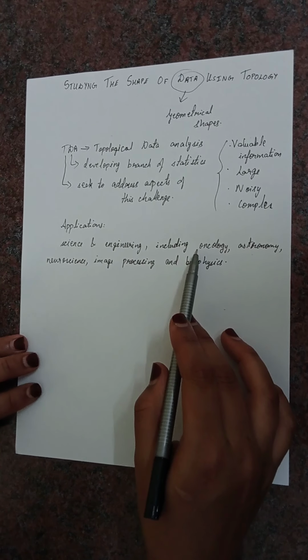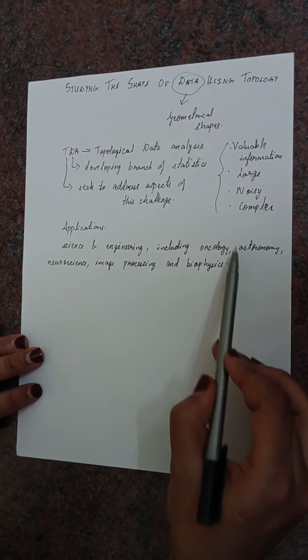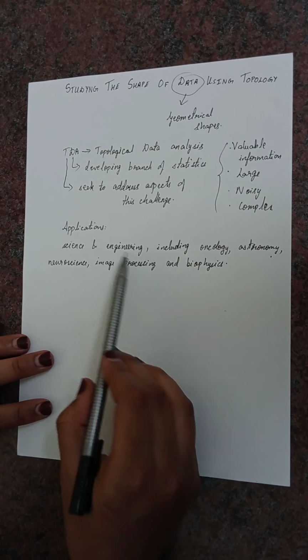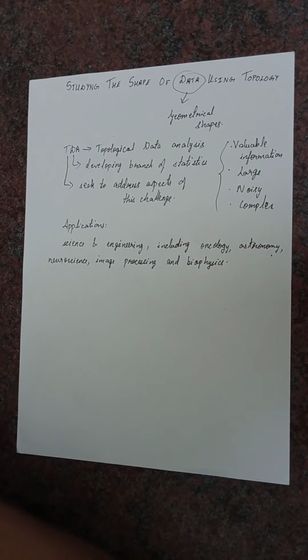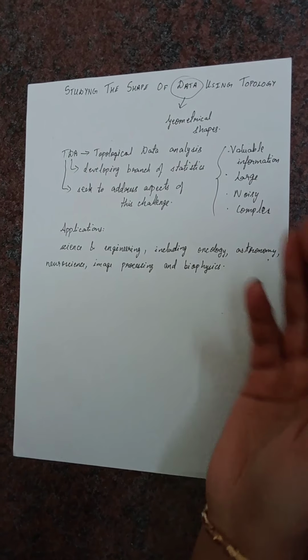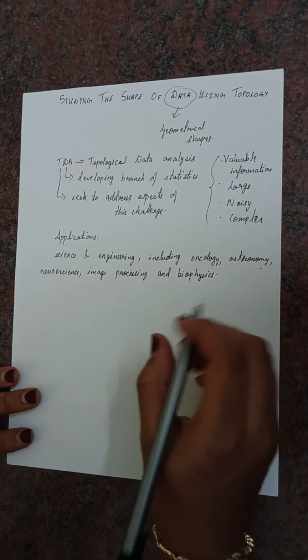Oncology is the study of the human body. Then astronomy, though we know. Neuroscience is the study of nerves. Image processing means processing images in different ways, like editing the images and all. Biophysics is a branch of physics.